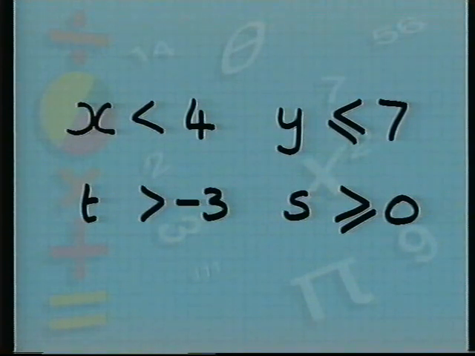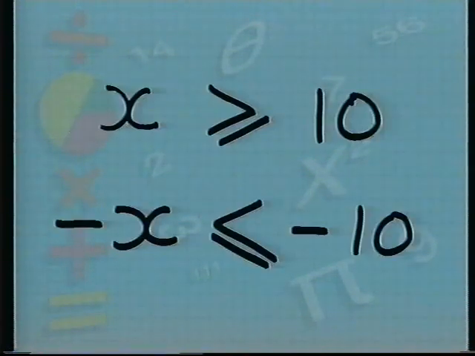Just like with equations, with inequalities you can add, subtract, multiply or divide by anything you like, as long as you do the same thing to both sides. But one thing you must remember is that if you multiply or divide by a negative number, then you reverse the direction of the inequality. So a greater than would become a less than, and a less than would become a greater than.